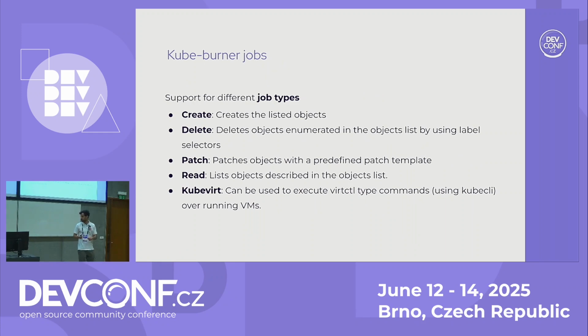So at the moment, kube-burner supports different types of jobs. These are the currently supported types: create, delete, patch, read, and kubevirt. As the name suggests, create creates objects at scale, and delete deletes objects at scale using a label selector approach. Patch supports the different patching strategies from Kubernetes to patch objects at scale. Read is a job type meant to list and perform read operations on the Kubernetes API at scale as well.